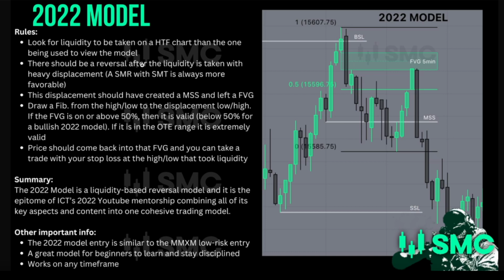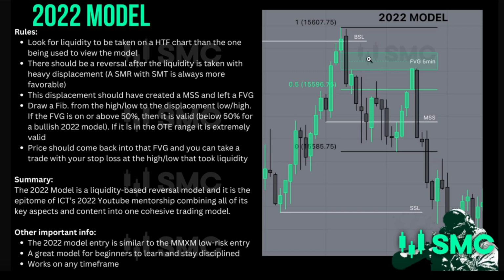There should be a reversal after liquidity is taken with heavy displacement. So after liquidity is taken, there is a reversal with heavy displacement, meaning there is a lot of selling pressure, there's a lot of volume going one way. So this displacement should have created a market structure shift and left a fair value gap. So as you can see, we displaced and we left a fair value gap.